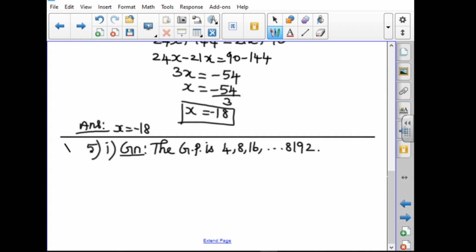In the AP, you have a separate general formula for finding the number of terms in the sequence. But in GP, there is no such formula. So we take the nth term as 8192 and find the value of n, to find the number of terms in the GP.